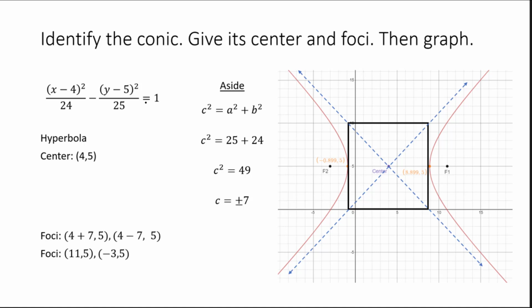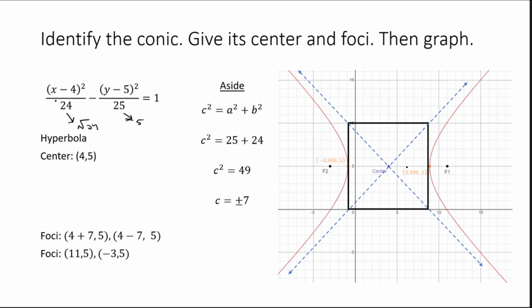Well, to determine that, it's the same as with the ellipse, where you take the square root of the 24 and the square root of 25, which would be 5. All right, so the square root of 24 is going to be 4.899. So that is how far from the center you need to go left and right. So that takes you to these 2 points you see here, the 8.899, 5, and -0.899, 5. So we have those two starting points for the hyperbola.